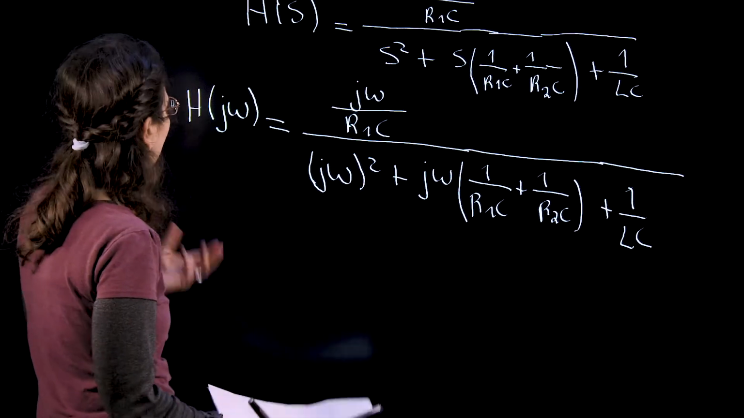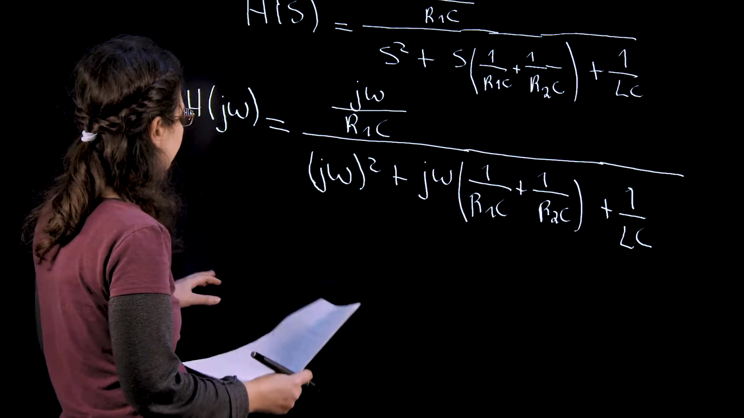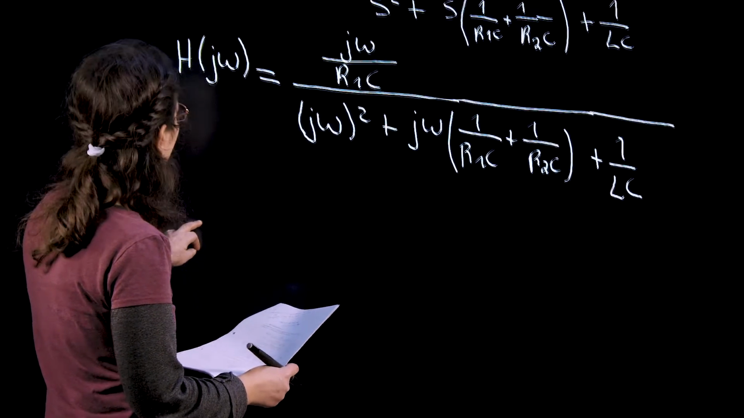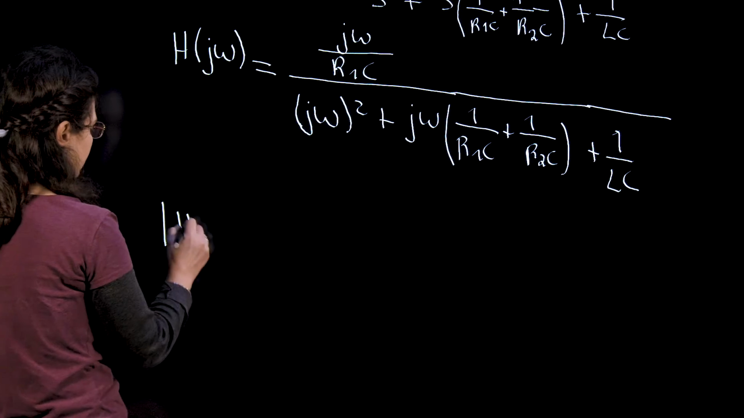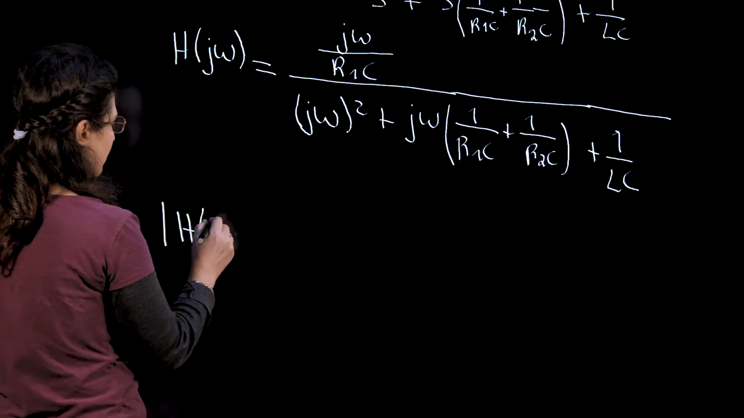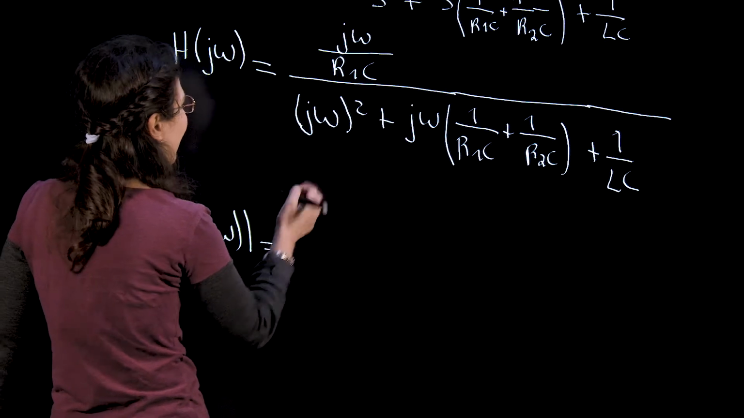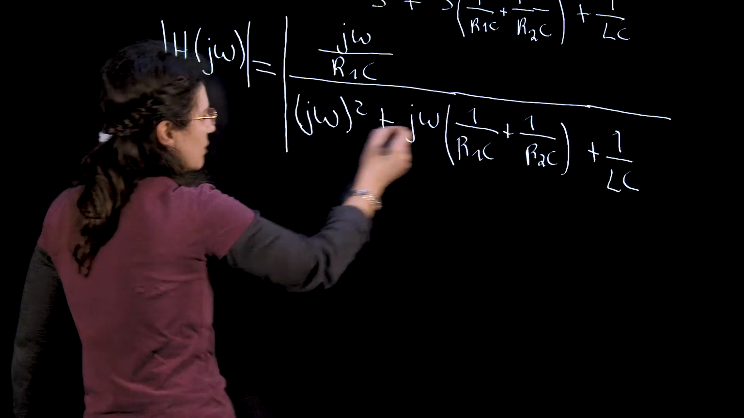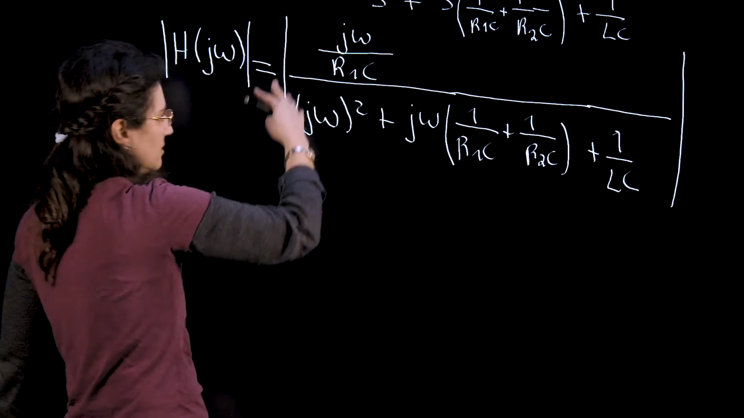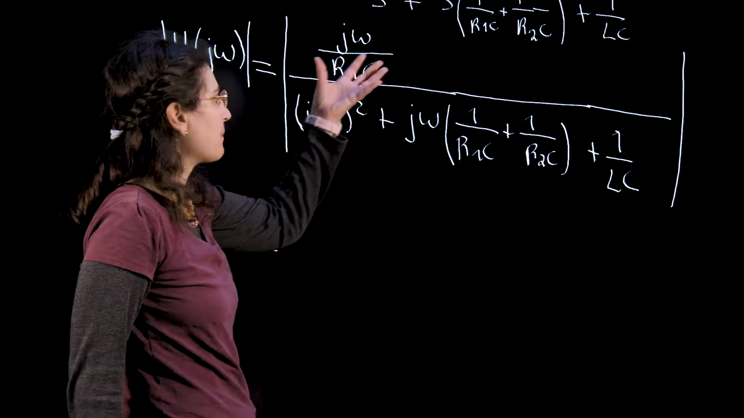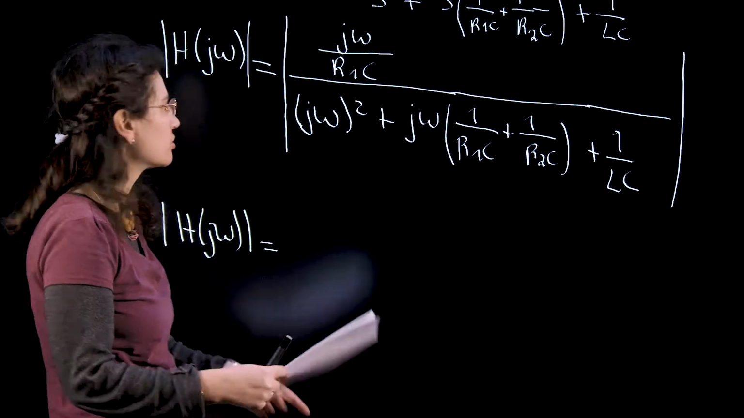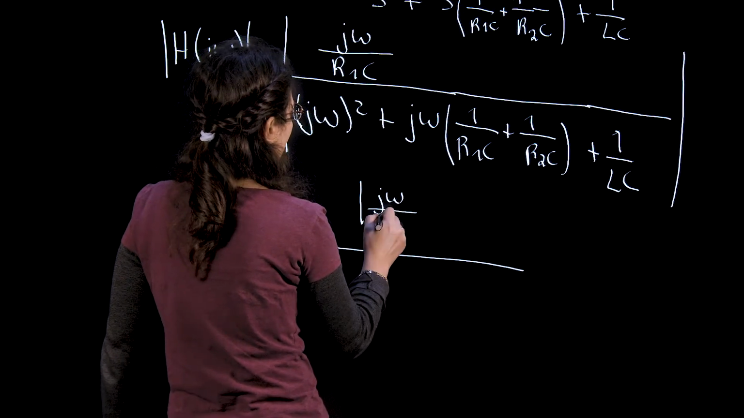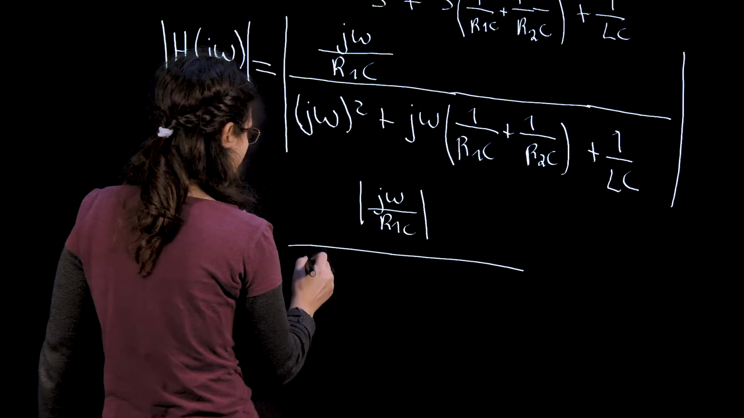So, now, first we're going to calculate the magnitude. So, let's calculate the magnitude here. The magnitude of H of j omega is the magnitude of all this. So we have a quotient, and the magnitude of a quotient is the quotient of the magnitudes. So, I'm going to write the magnitude of this over R1C over the magnitude of this.